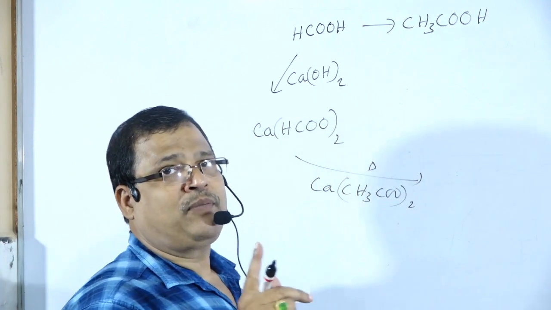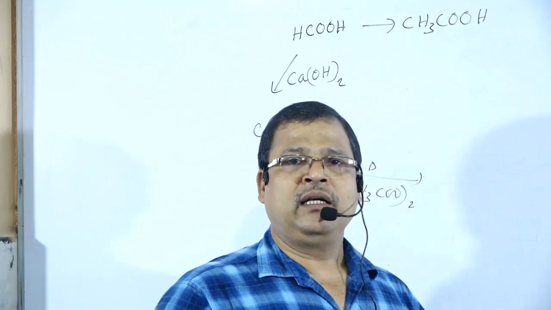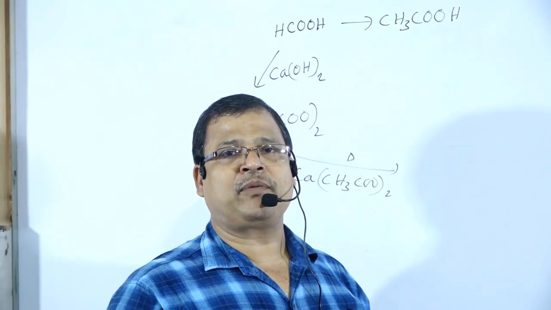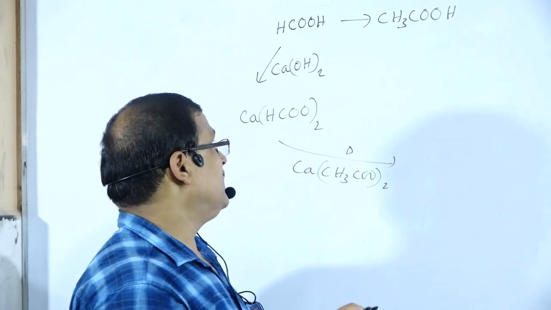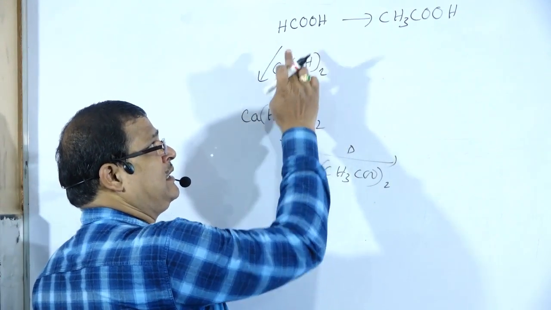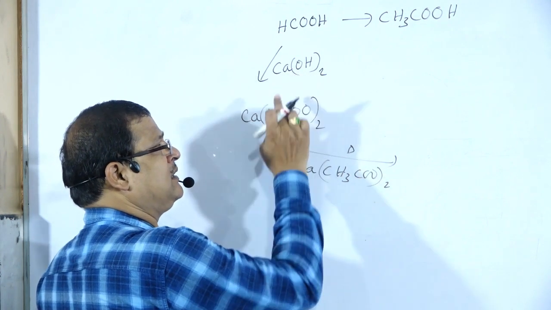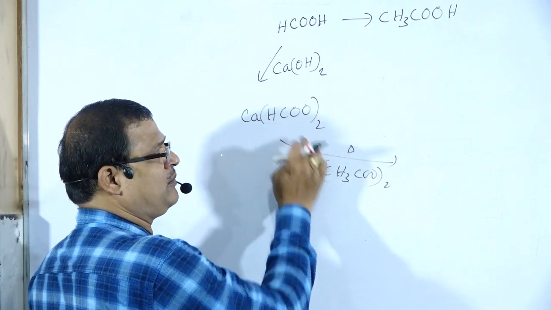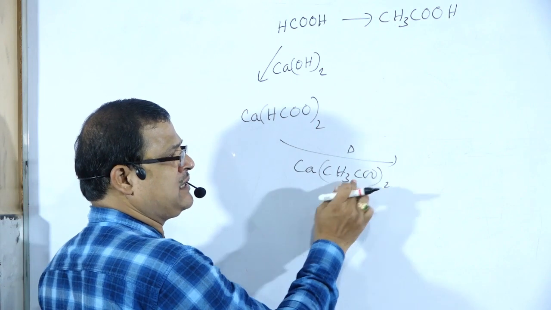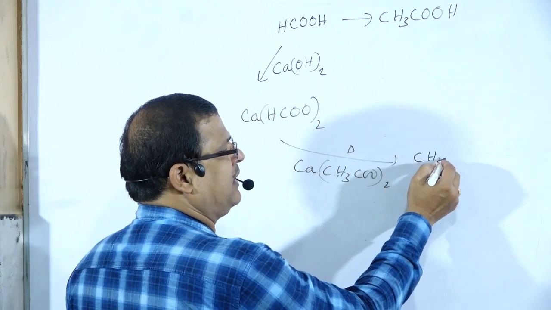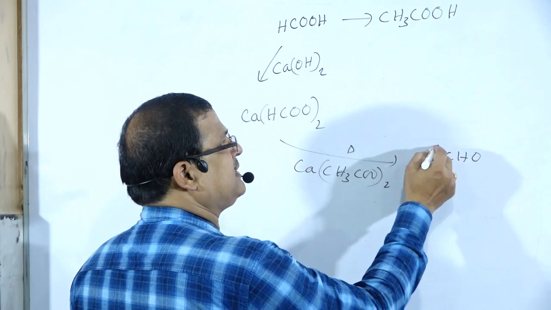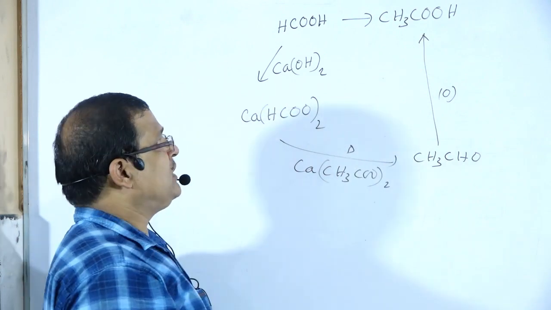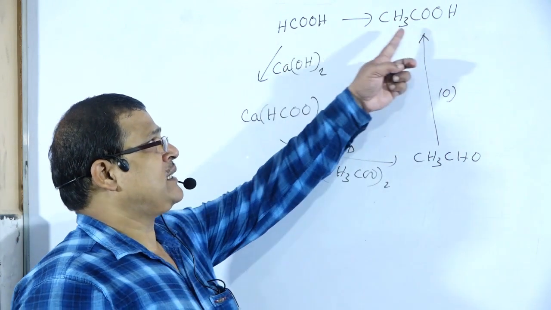We know calcium formate when heated forms formaldehyde. Calcium acetate when heated forms acetone. Calcium formate heated with calcium acetate forms acetaldehyde. So in this case, formic acid is treated with calcium hydroxide to form calcium formate. Calcium formate is heated with calcium acetate. What is the product? The organic product is acetaldehyde. This acetaldehyde, an aldehyde, undergoes oxidation to form acids. So this is the conversion of formic acid to acetic acid.